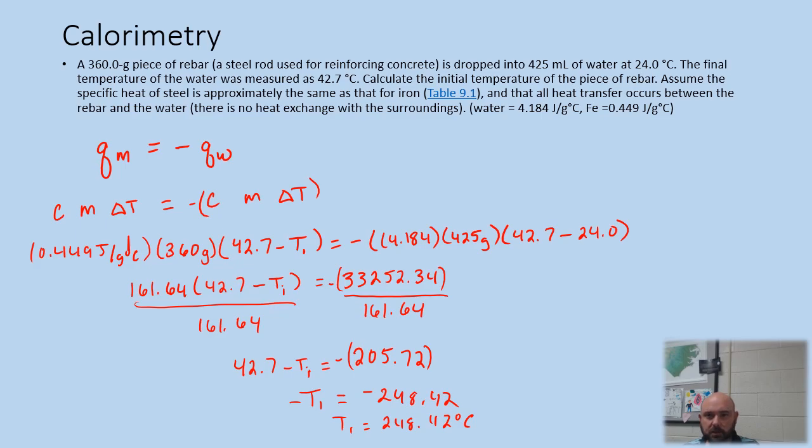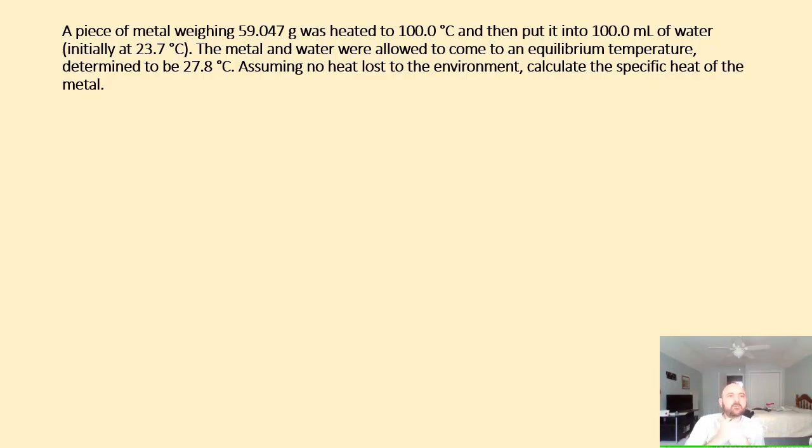All right, we have the next example for calorimetry here. It says a piece of metal weighing 59.47 grams was heated to 100 degrees Celsius and then put into 100 milliliters of water, which had a temperature of 23.7 degrees Celsius. And then the metal and water came to the same temperature, determined to be 27.8. Assuming no heat loss to the outside environment, what is the specific heat of the metal that was dropped in the water?